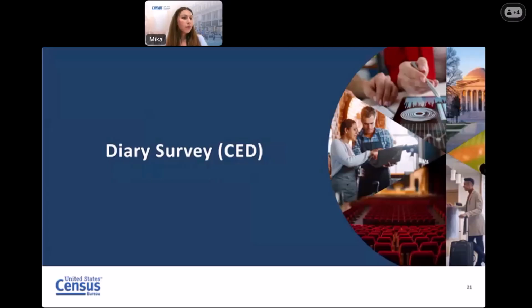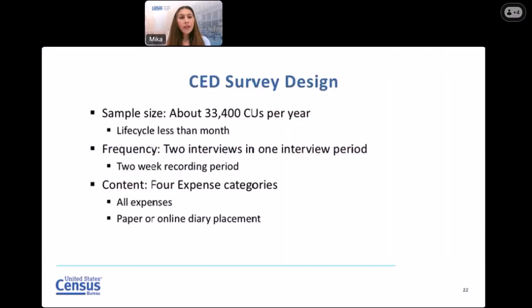So let's move over to the Diary Survey. In contrast to the Quarterly Survey, the Diary Survey is a little bit smaller. In 2026, there'll be about 33,000 addresses sampled over the course of the year. That breaks down to about 2,700 addresses per month.